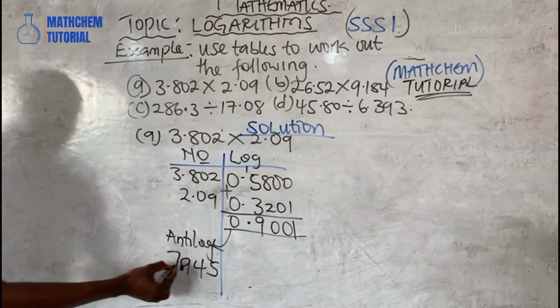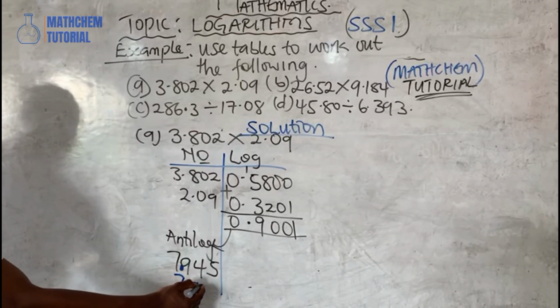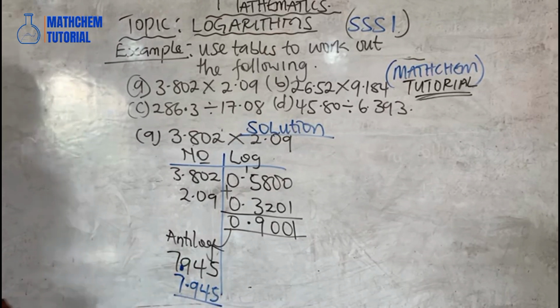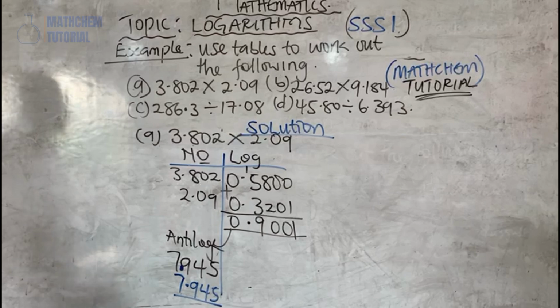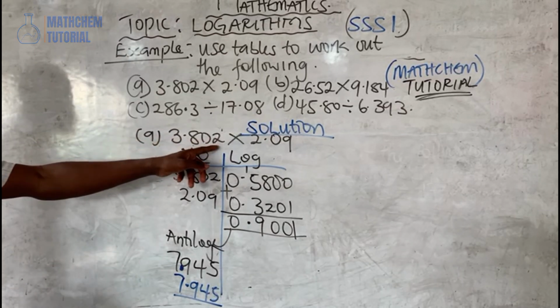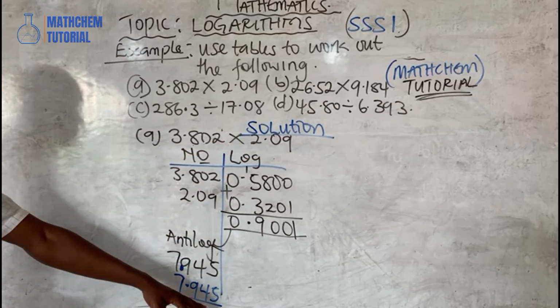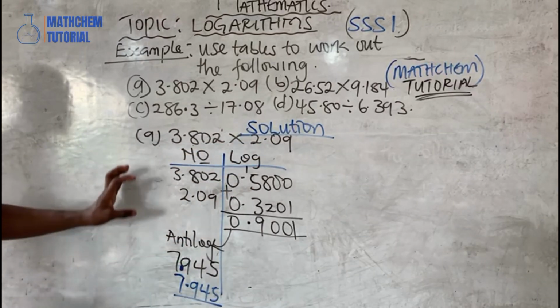So the decimal point will be here, meaning that my final answer will give me 7.945. So that's the final answer to this. If you multiply using your calculator, 3.802 times 2.09, you're going to have 7.945. So this is the first example.